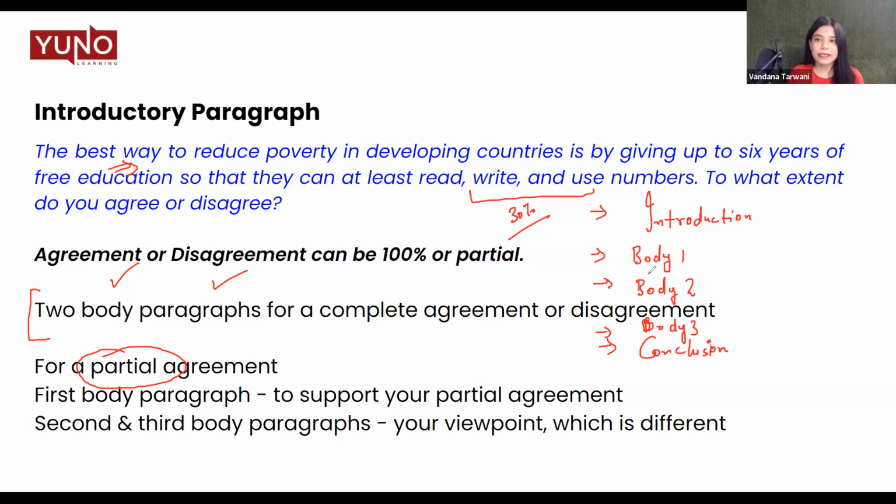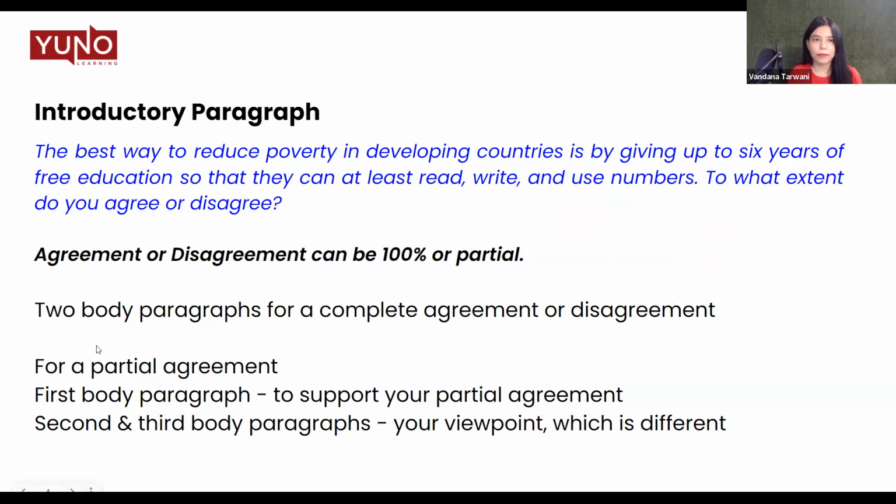The 30% side goes in body para 1. That means the opposite viewpoint, which you do not completely agree with, goes in body paragraph 1. And your own stand, your own opinion, which you think is more dominating, the 70% side, which you agree with, goes in body para 2 and 3. So this is the structure that you are going to follow. Let's see how we have written the introduction paragraph on this prompt.